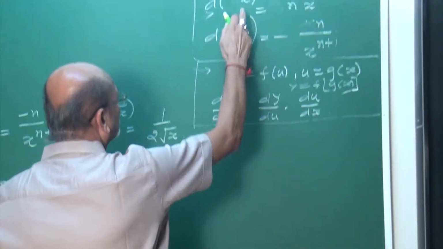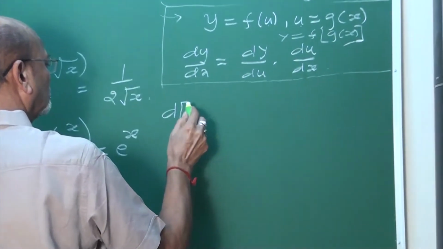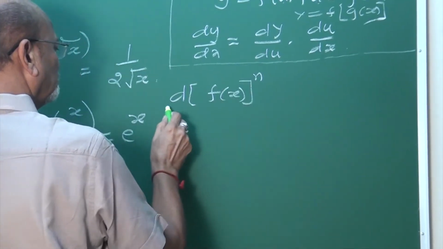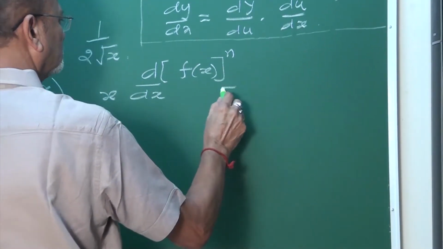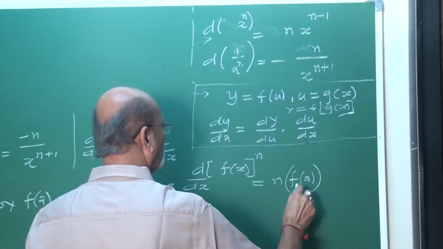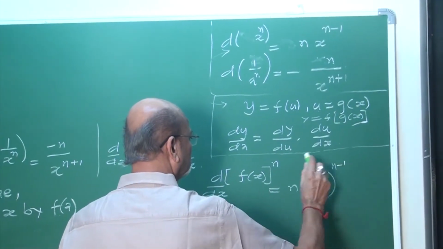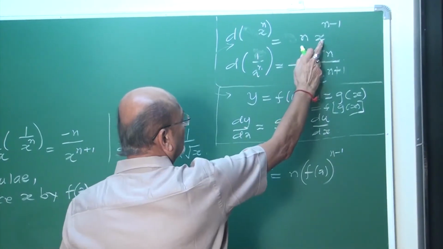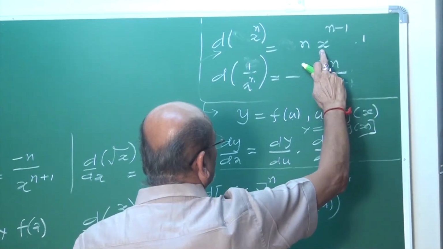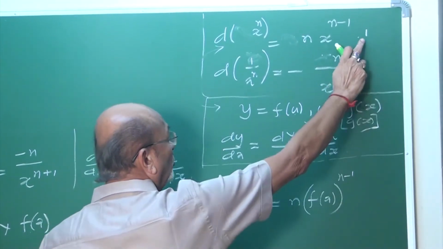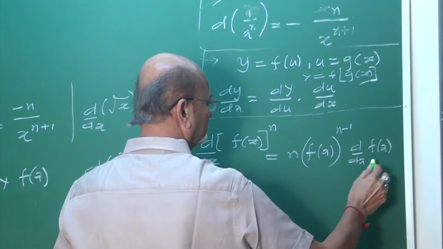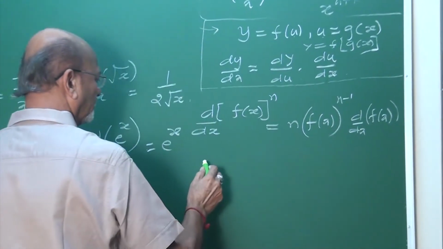d/dx of (f(x))^n. This is with respect to x, my friend. It is n into the same f(x), f(x) is f(x), x is x, with power one less: n minus 1. What is this other than x? We are not going to write the derivative of x here, as it is 1. No need to write, because the derivative of x is 1, whereas the derivative of f(x) is not 1, we have to write it. So this is d/dx of f(x). This is 1.